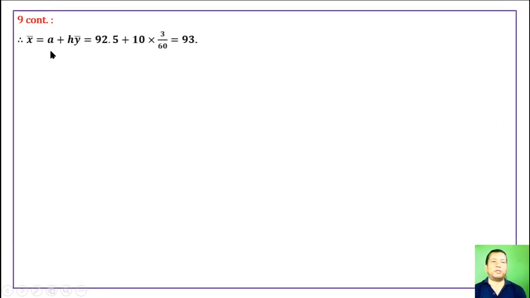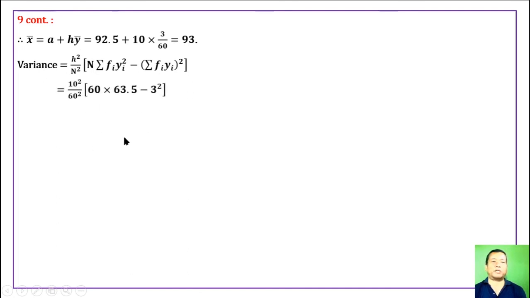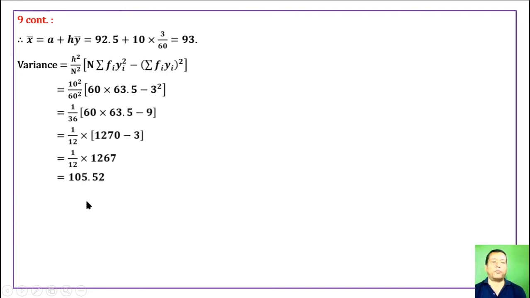Therefore new mean x bar is a plus i times y bar. A is 92.5, i is 10, y bar is 3 by 30, 93. For variance use this formula, put the respective values. i is 10, n is 60, and summation of this is 63.5. For this we have 3. Evaluate these values, we get 105.52. Also standard deviation is the square root of variance, which is square root of 105.52, that is 10.27.